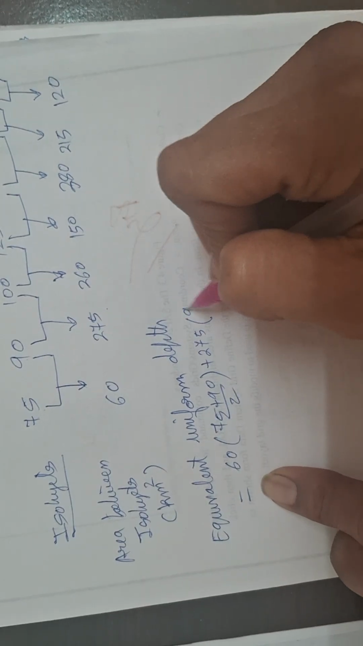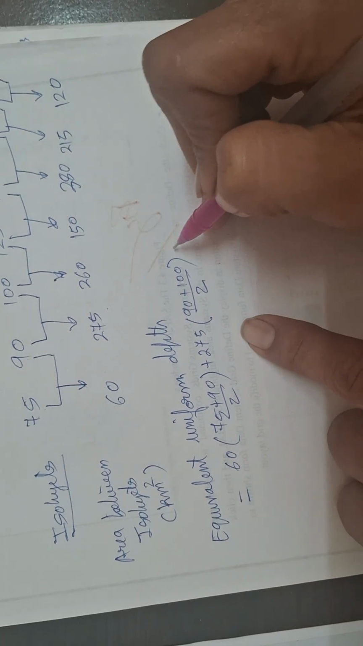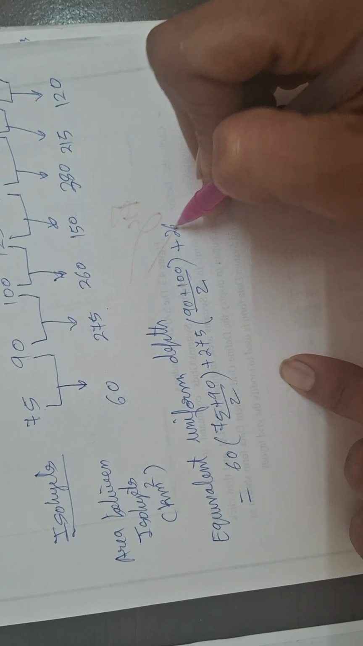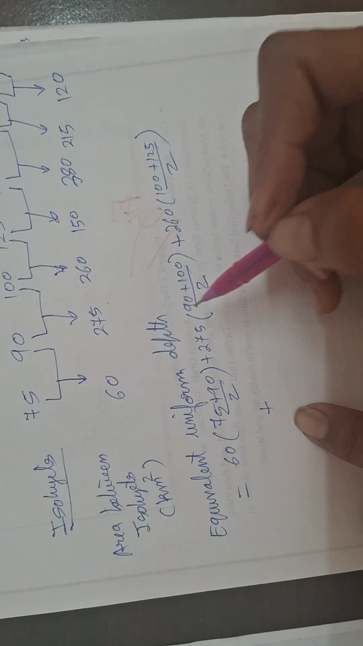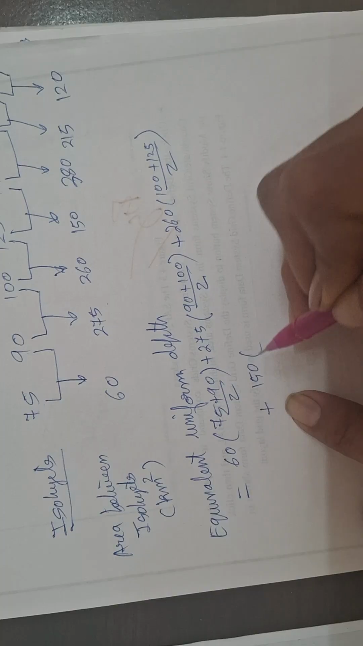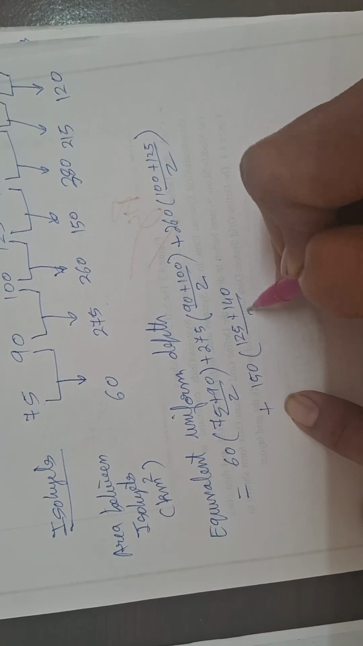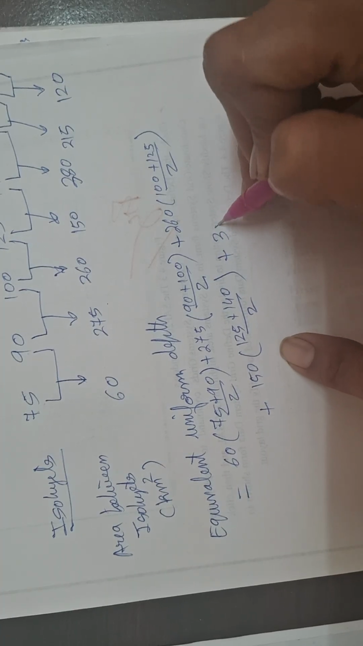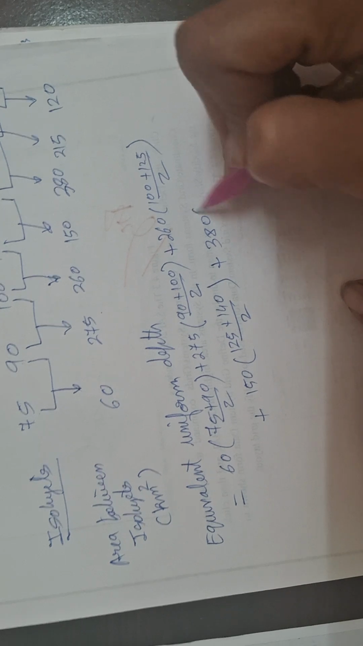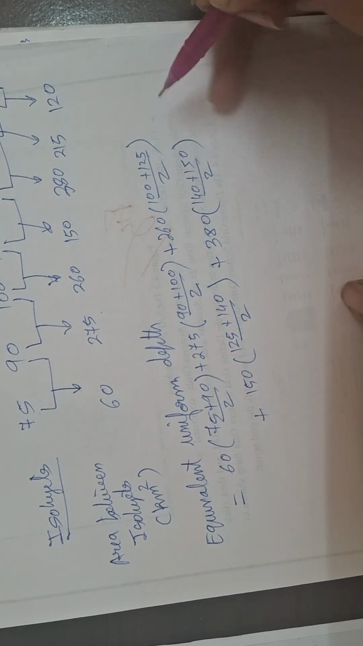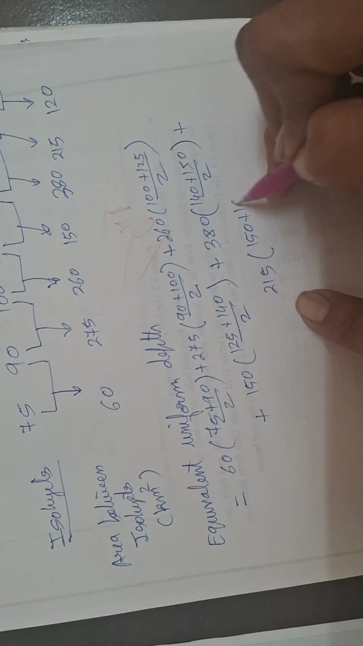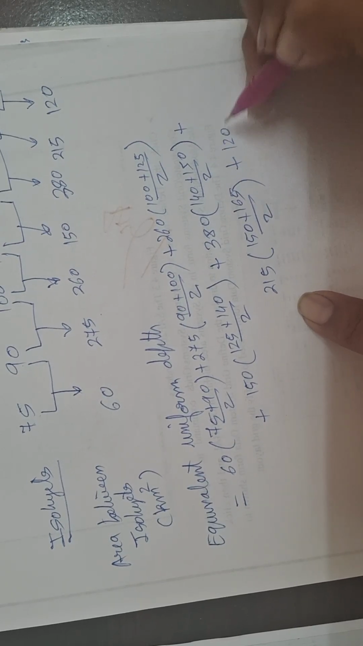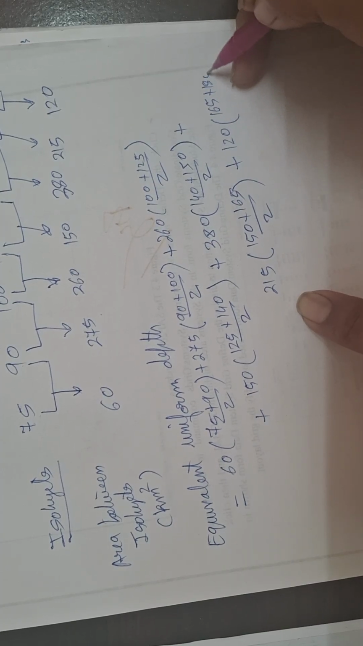Same way, for 275, the average will be 90 plus 100 by 2, plus 260, 100 plus 125 by 2, plus 150, 125 plus 140 by 2, plus 380, that will be 140 plus 150 by 2, plus 215, that is 150 plus 165 by 2, plus 120, that is 165 plus 180 divided by 2.